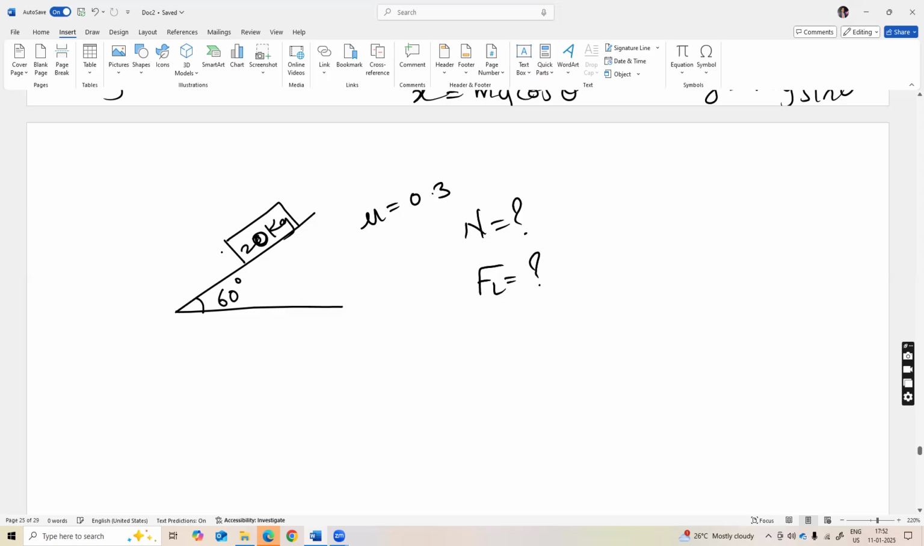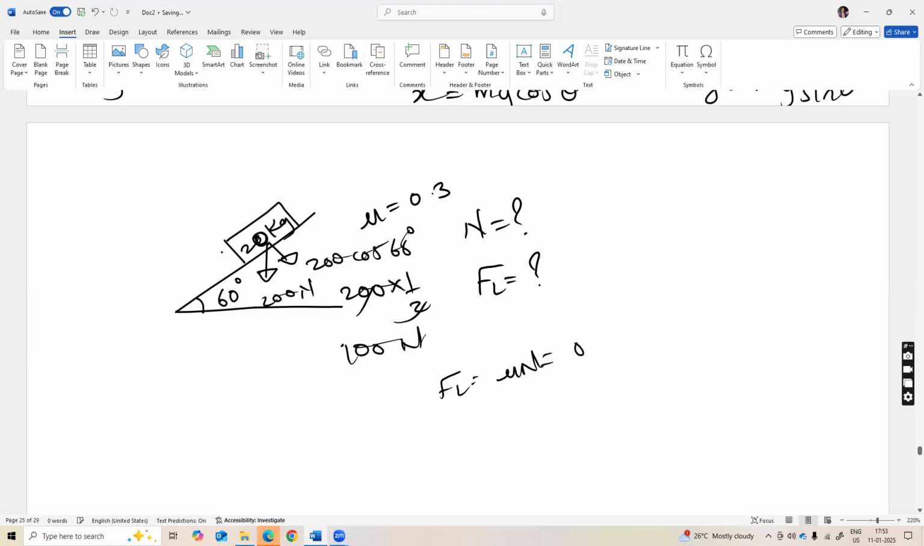Sir, limiting friction is 30. Yeah, correct. So here 20 kg is there. So of course 200 Newton will act downward, and this will be 200 cos 60. So cos 60 is 1 by 2. So 200 into 1 by 2, so this weight acting in this direction is basically 100 Newton. So it is equal to the normal reaction, and FL is basically mu N. So it is 0.3 into 100, that is 30 Newton.